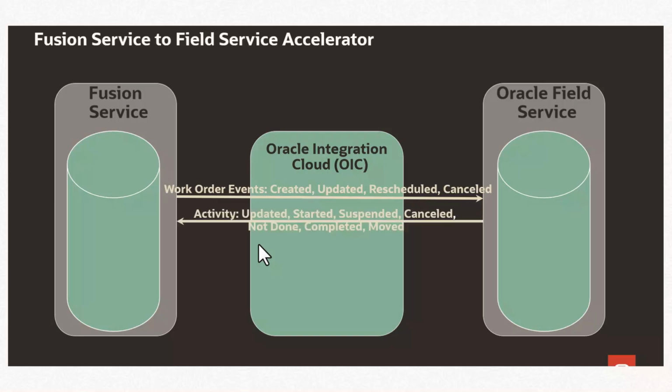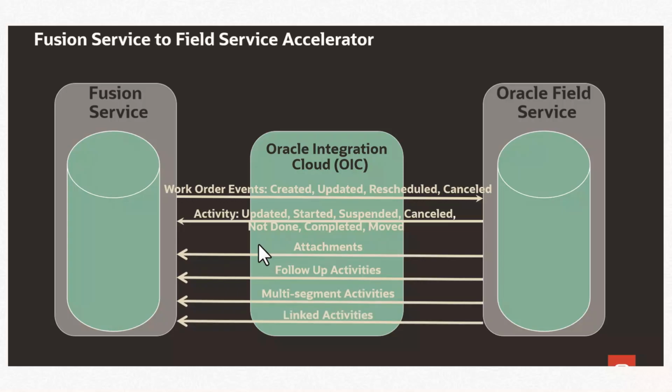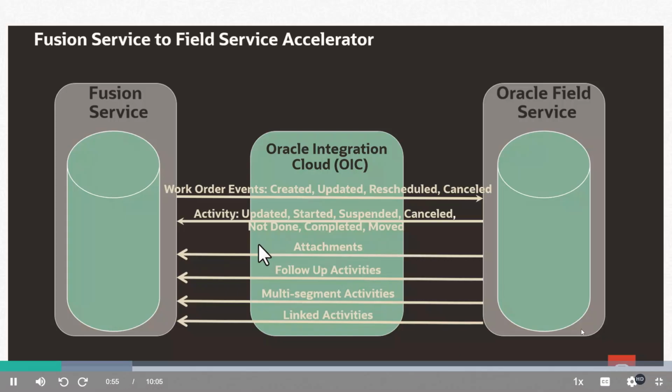And similarly, as the Field Service technician works on it or does any activity, those are updated back to the Fusion Service. Or scenarios like if they attach an attachment, they get updated. Or if there is any follow-up activities or additional multi-segment, all these scenarios are handled in this accelerator. So what we are going to do today is install this accelerator and configure it and then extend it to meet our business needs.